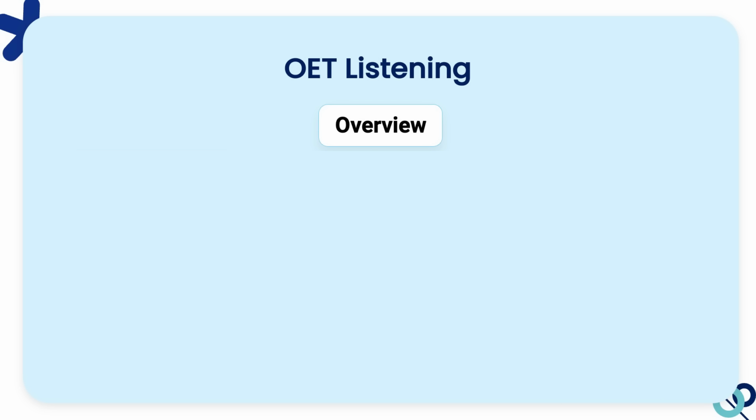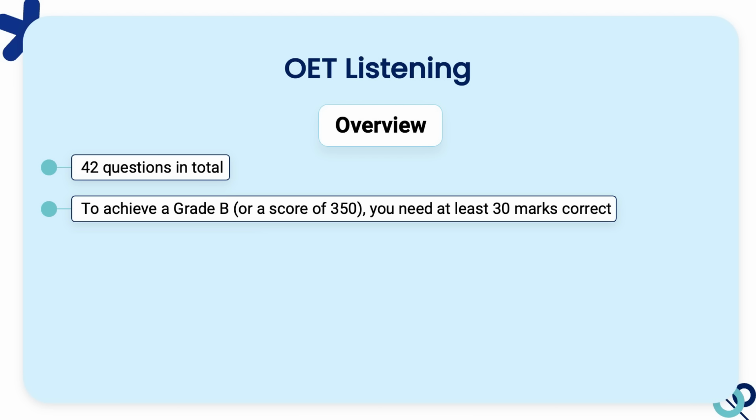The listening subtest consists of 42 questions in total. To achieve a grade B, in other words, a score of 350, you typically need to get at least 30 marks correct. The test takes about 40 minutes and is divided into 3 parts, featuring a range of accents from around the global healthcare world.